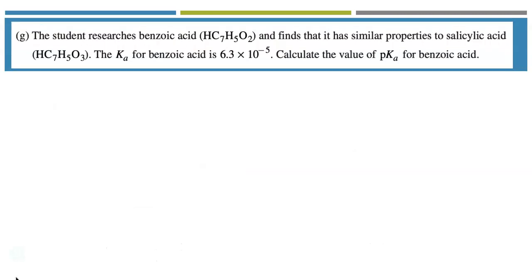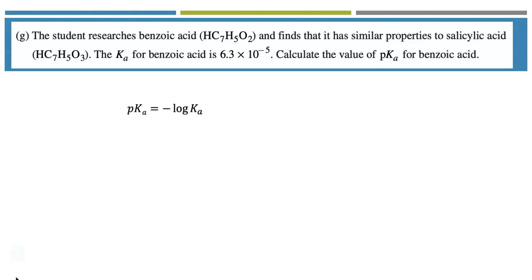But we're not done. Part G says, the student researches benzoic acid and finds it has similar properties to salicylic acid, which is what we've been talking about. The Ka for benzoic acid is 6.3 times 10 to the minus 5. Calculate the value of pKa for benzoic acid. The definition of a pKa is that it's the negative log of the Ka value.